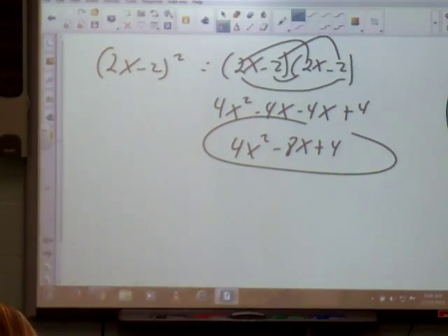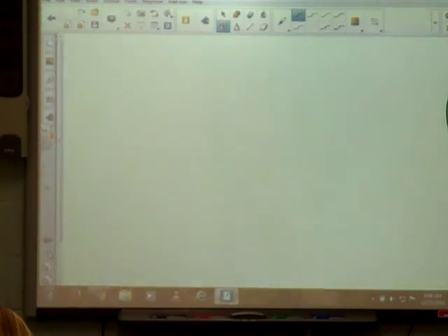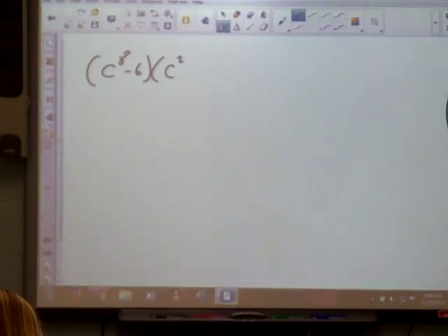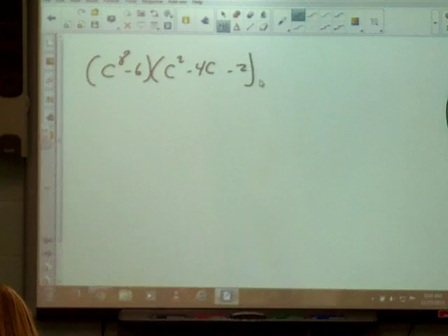Alright, number 5, or 4, excuse me. We're only on number 4. Well, 4 was a fun one because the answer was so different. It was forever long, and we got 10th powers happening. I like it. It starts off with c to the 8th minus 6 times c squared minus 4c minus 2. We can't FOIL because this second one's a trinomial, so we're just going to distribute the c to the 8th to everything, and distribute the negative 6 to everything.